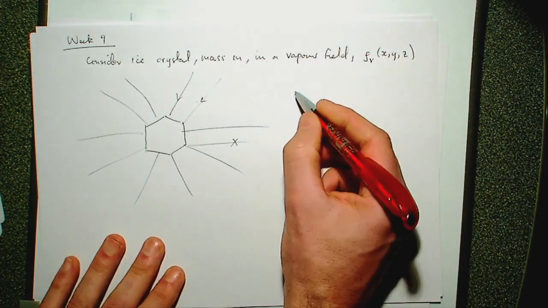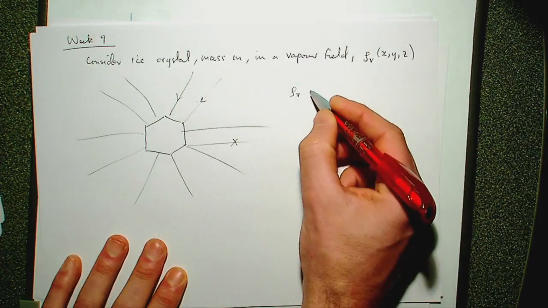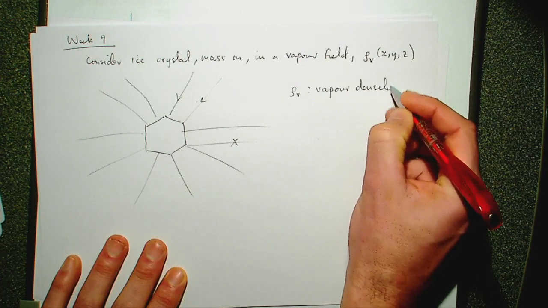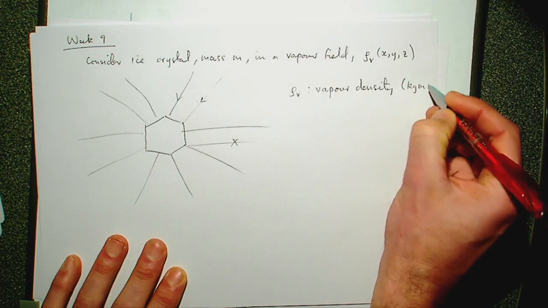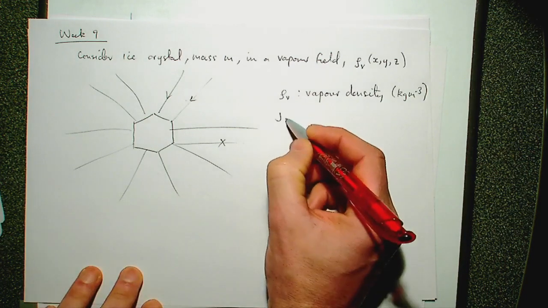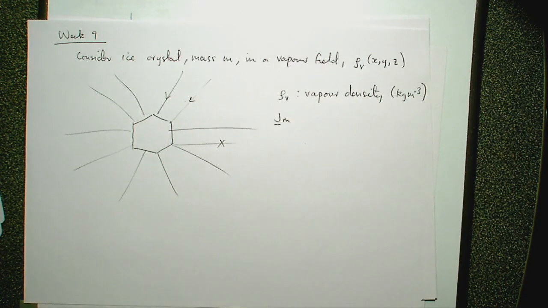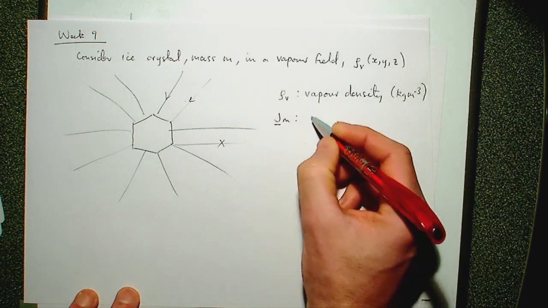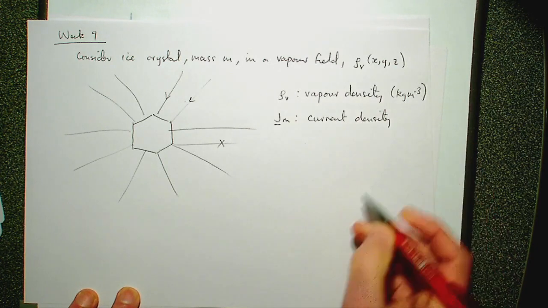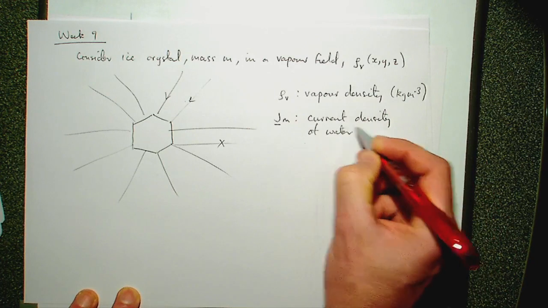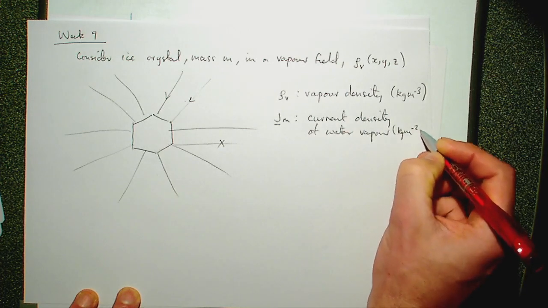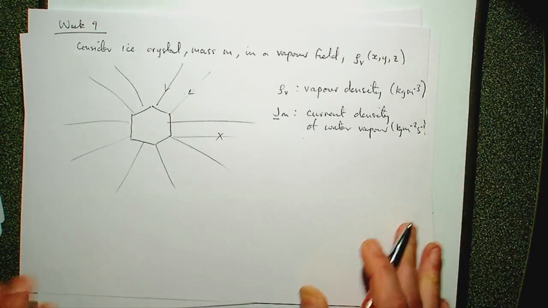So rho V, that's the vapor density, and it has units of kilograms per meter cubed. It's the mass of water vapor per unit volume. And J I will define as a mass current density of water vapor. It's a vector, and has units kilograms per meter squared per second. It's like a flux of water vapor.